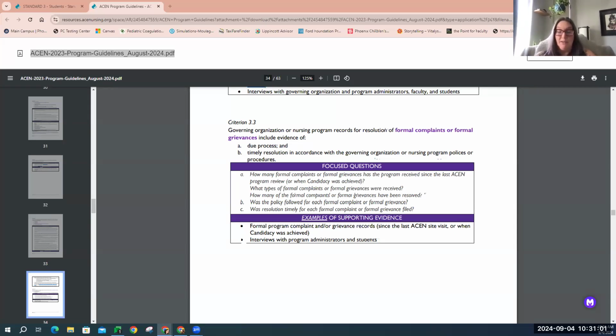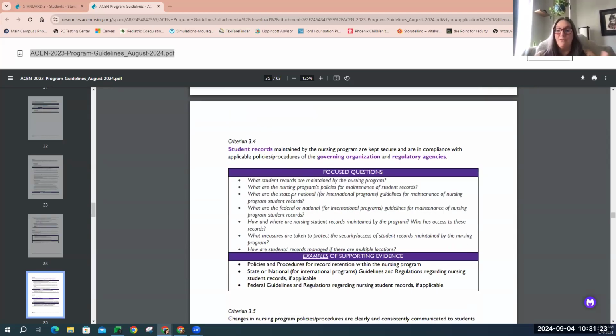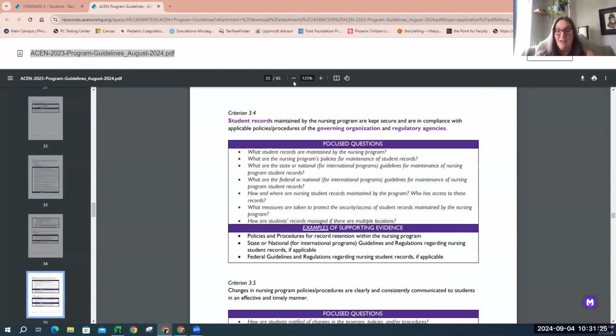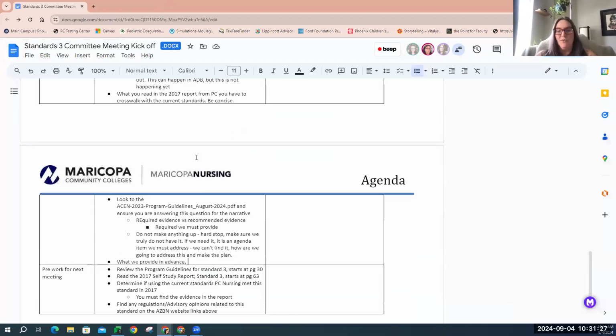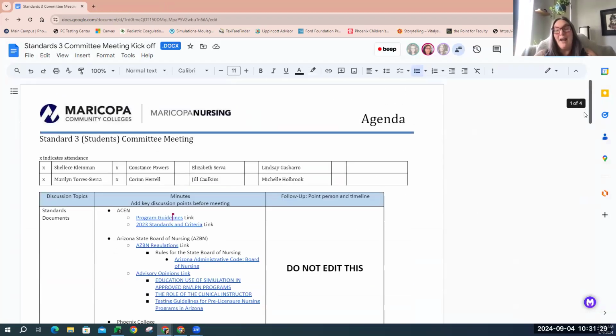But this new state, they didn't have this in 2017. This 2023, where they came out with the questions, I was like, now that's how you let a program prepare. There's no surprises. You know exactly what we're looking for. You know exactly what the expectation is, and everything crosswalks to Board of Nursing. So if there's something here, crosswalk it to Board of Nursing. If it's financial aid, we crosswalk it to Phoenix College, because we don't do the financial aid, right? But we have to address it.